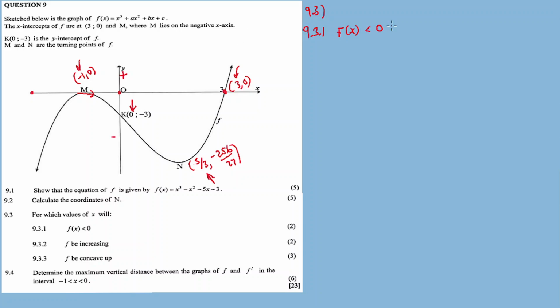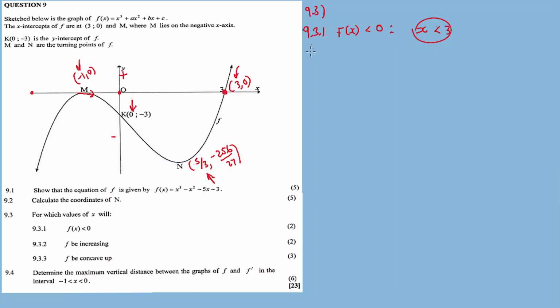So my solution is the x values which make f of x negative. It's all the x values which are less than 3, anything to the left of 3. If x is less than 3, my graph is negative, less than 0. But if x is greater than 3, it starts getting positive. So the answer here is x less than 3.